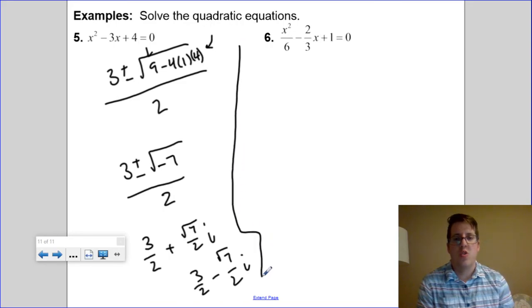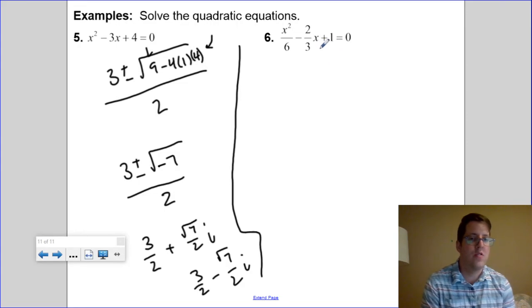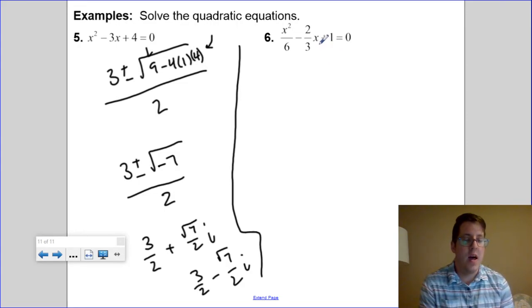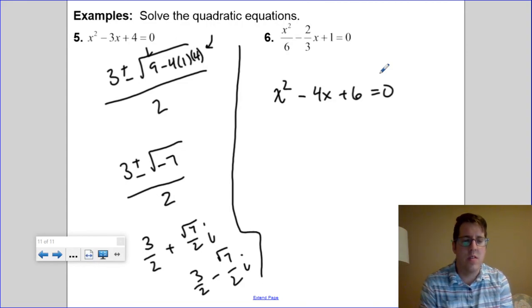One tip or trick that might be useful to you is on this final problem, if you don't want to deal with these coefficients when you go and plug this into the quadratic formula, or even as you're trying to factor, you can multiply both sides through to cancel out your denominators. So for example, if you multiplied everything here by 6, you would get x squared minus 4x plus 6 equals 0. And then that's much easier to try and figure out, how to factor or how to plug into the quadratic formula.